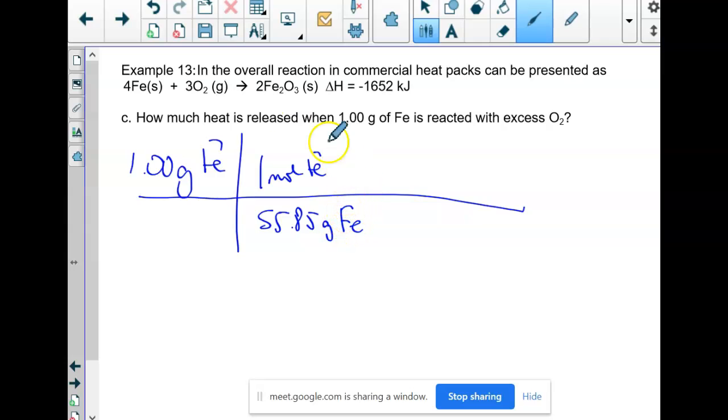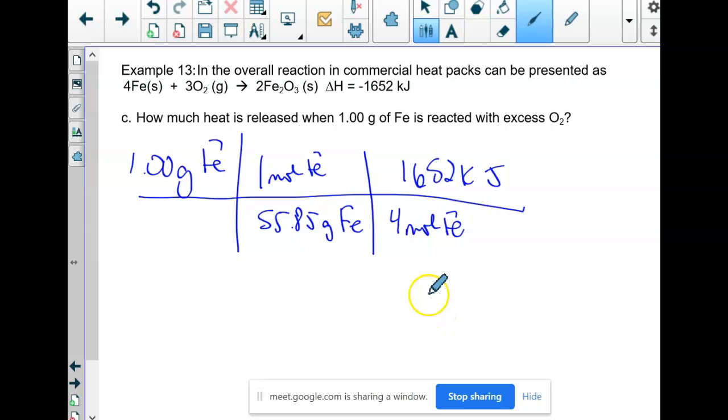Why am I doing this? Because I've got to get moles to use my balanced equation. Then I know 4 moles of Fe equals 1652 kilojoules. Now we've got to think about the sign, and we're going to do that in just a moment. We know it always equals the answer of delta H. We just have to figure out whether the sign is staying as is or gets flipped. Does this reaction show iron reacted with excess oxygen? Don't worry about the word excess. Does it show iron reacting with oxygen as it's written? It does. So therefore it stays negative because it says negative when it's written that direction.